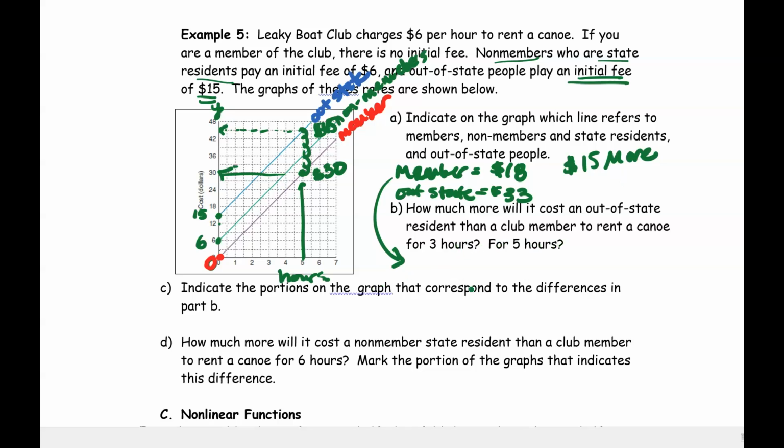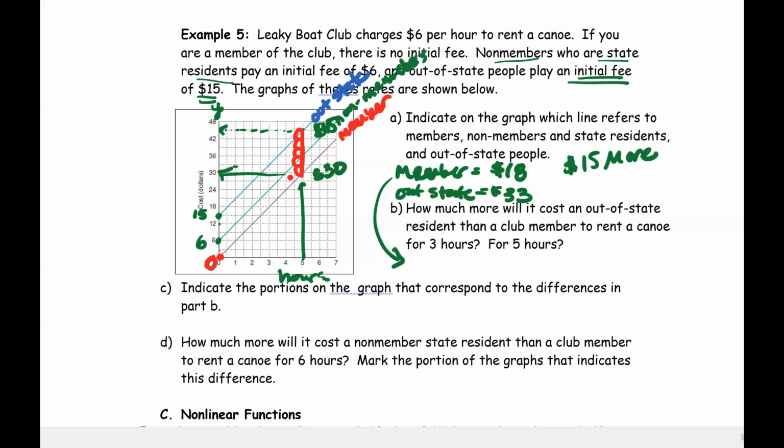Indicate the portions on the graph that correspond to those differences. So I just did that. So we look at this vertical distance here. Let me grab a red here so it's easier to see. But this vertical distance, that's your $15 because each box is 3.